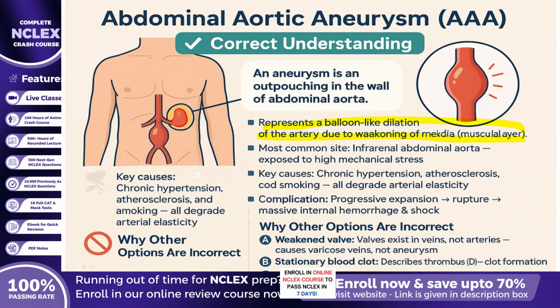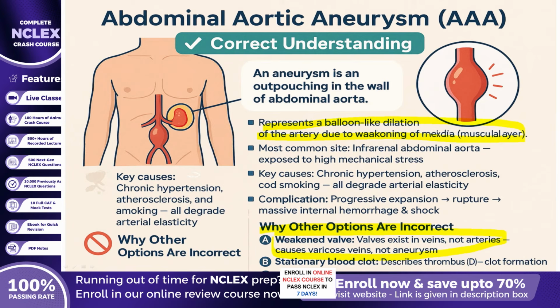Therefore, when the client correctly identifies an aneurysm as an outpouching in the aortic wall, it demonstrates clear understanding of both anatomy and pathophysiology. Looking at the incorrect options, let us clarify why each one does not apply. Option A, an aneurysm is a weakened valve in the abdominal aorta, is inaccurate because valves exist only in veins, not arteries. Valves prevent backward blood flow in veins, whereas aneurysms form in arteries due to wall weakness. Weak venous valves instead cause varicose veins, not aneurysms.